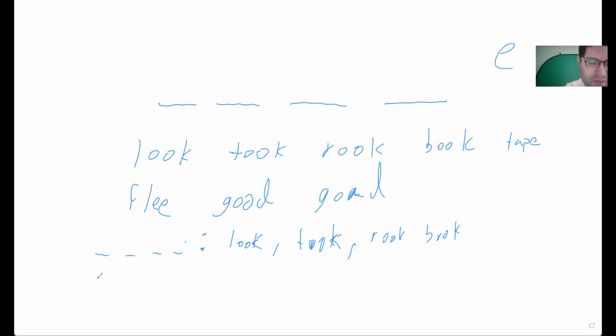Tape would belong to a different word family. It would belong to blank, blank, blank, E. The position and the number of letters that have been revealed matter. So it's not just how many E's are revealed, but also where they are. So tape would belong to its own word family. Flee would belong to its own word family: blank, blank, E, E.